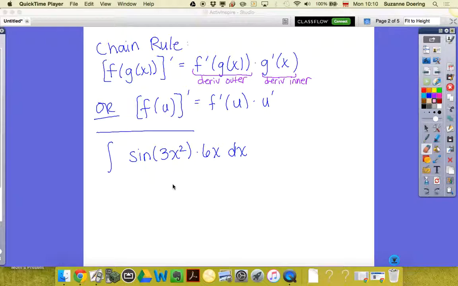To do reverse chain rule, we're looking to find a derivative of outer times the derivative of inner, and then work backwards to figure out what the original composite function was.